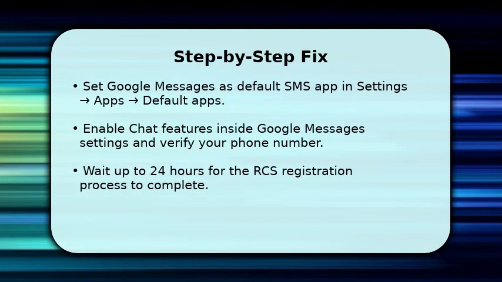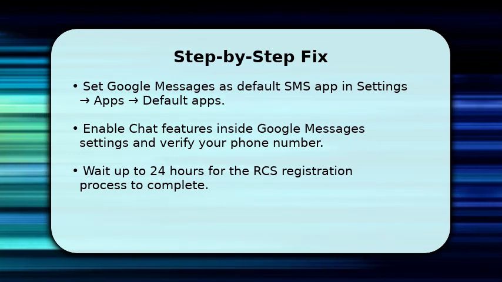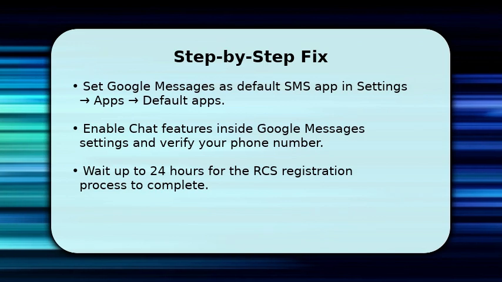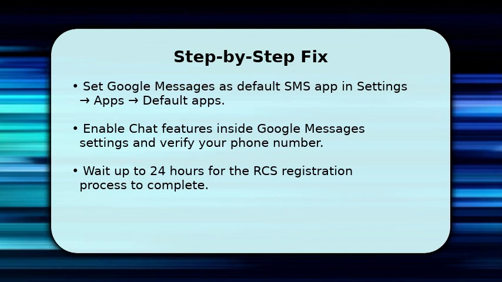First, set Google Messages as your default SMS app in Settings, Apps, Default Apps. Next, open Google Messages and tap Settings, then Chat Features to enable them. Enter or verify your phone number when prompted for RCS registration. Make sure mobile data or Wi-Fi is active so registration can reach servers. If registration fails, update Google Messages and clear its cache before trying again.